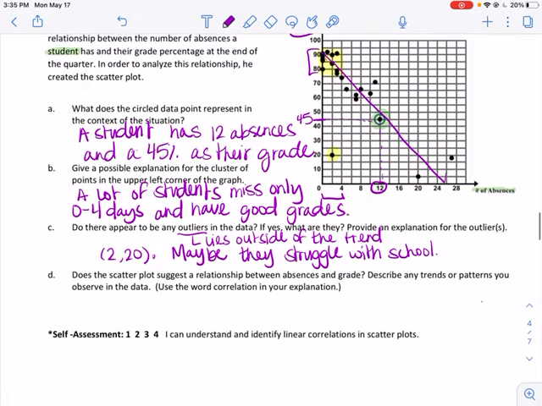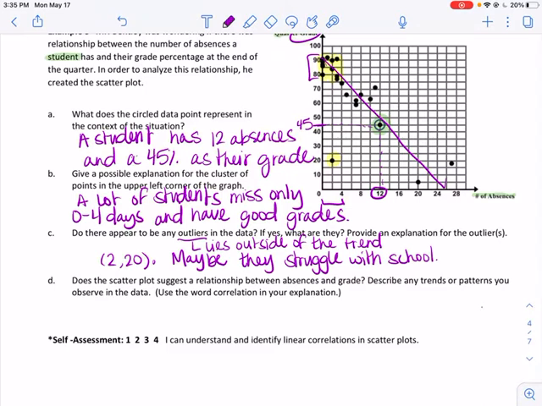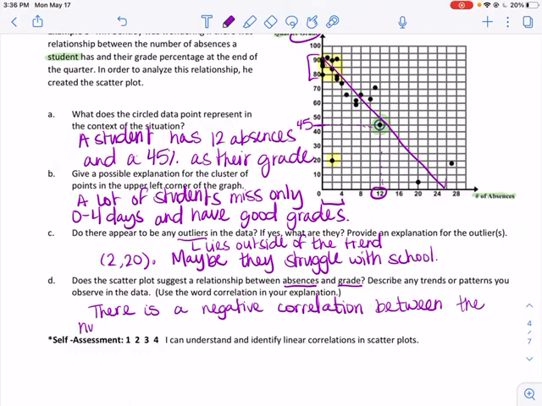Yes, we already discussed that as absences go up, grade goes down. So that means it has a negative correlation. I would make sure if you answer questions like this to take note of your variables. There is a negative correlation and what were our variables? Absences and grade. So between the number of absences and the grade received.